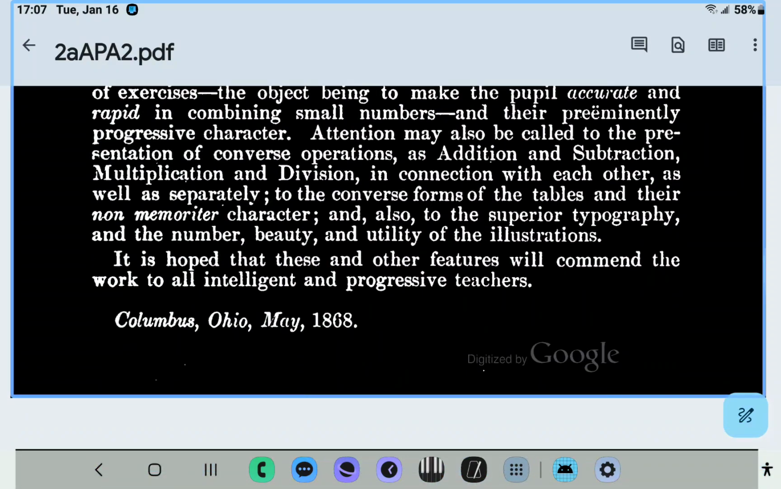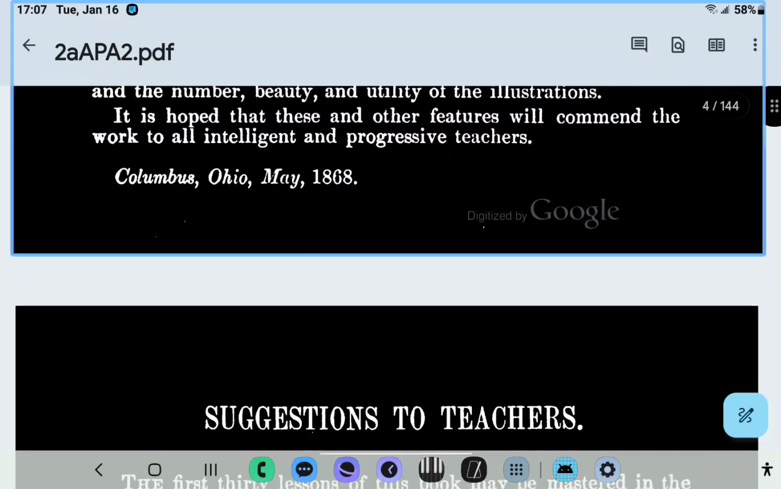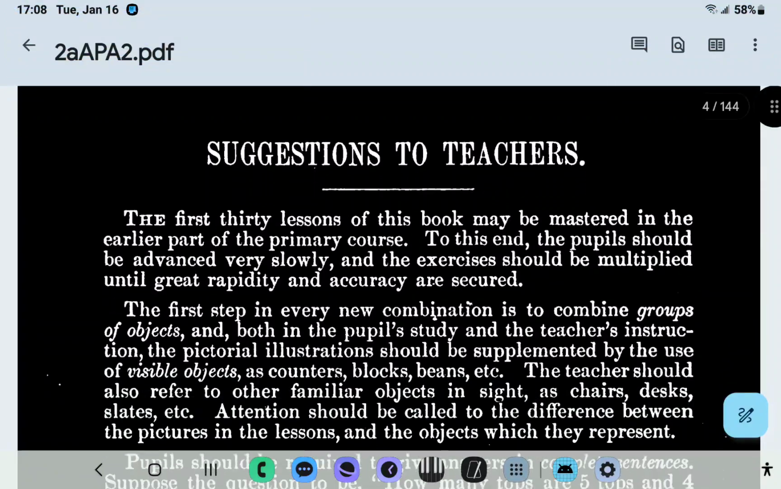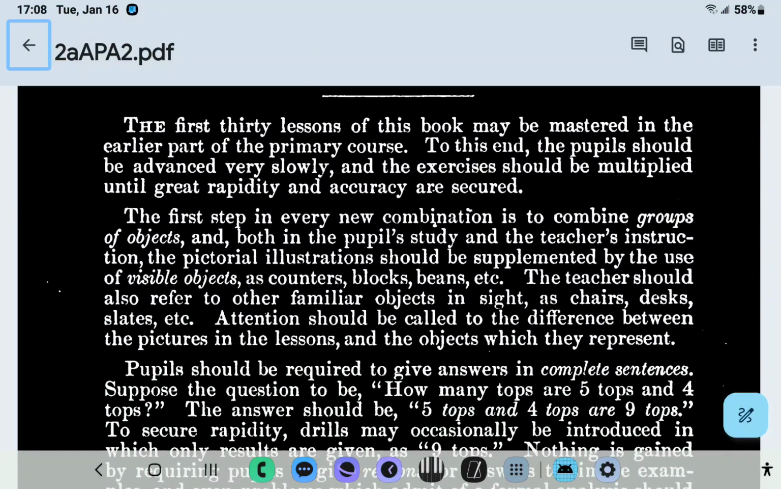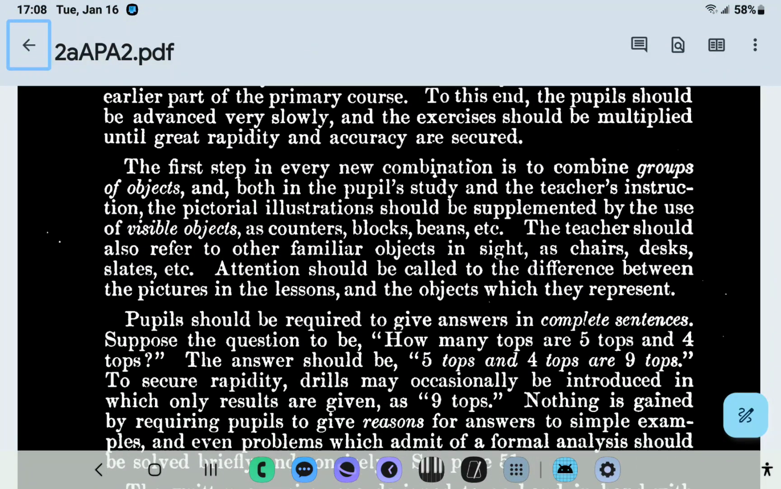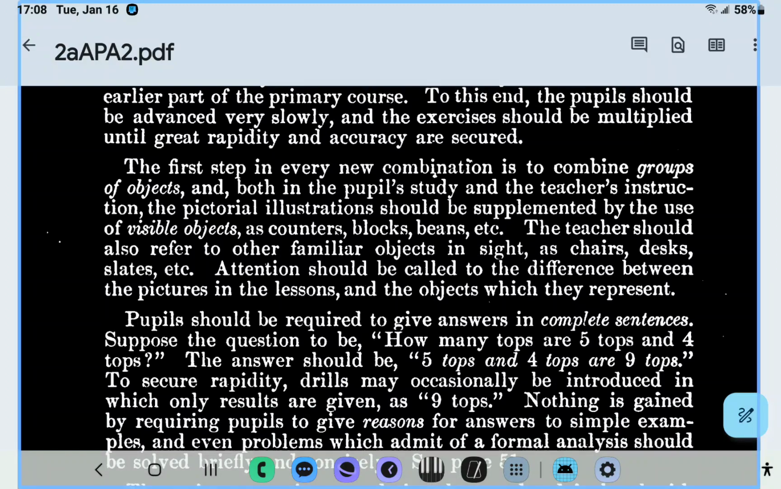Progressive teachers. Intelligent and progressive teachers. Alright, suggestions to the teacher. Let's see. Suggestions to teachers.